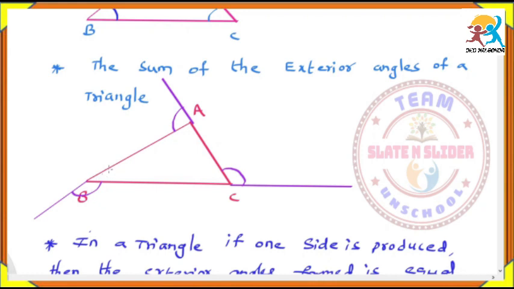So we got three exterior angles. So observe these three and find the angles. So angle A we get something, and angle B we get something, and angle C also we get something. By adding these three, what do we get? So I will write exterior angle A plus angle B plus angle C. It will be 360 degrees. So from that we can say that the sum of the exterior angles of a triangle is 360 degrees.